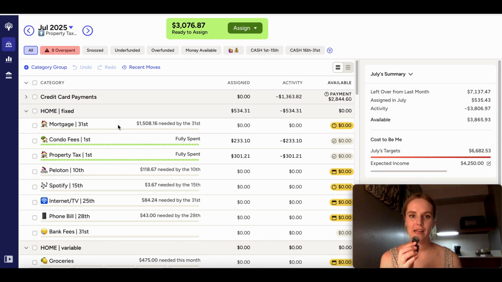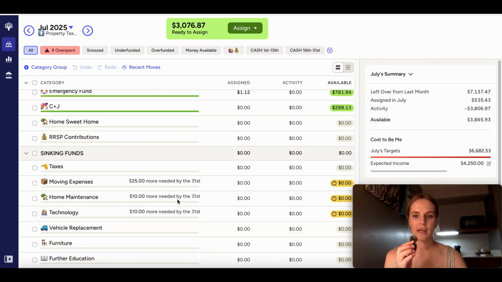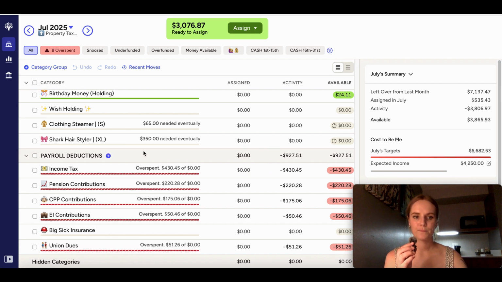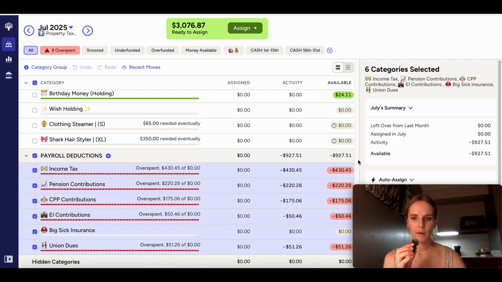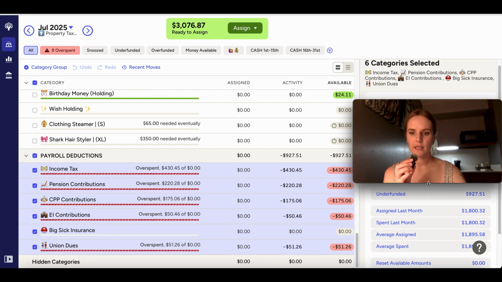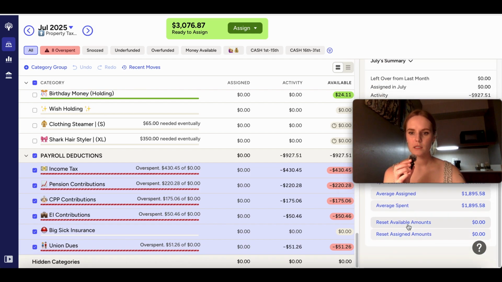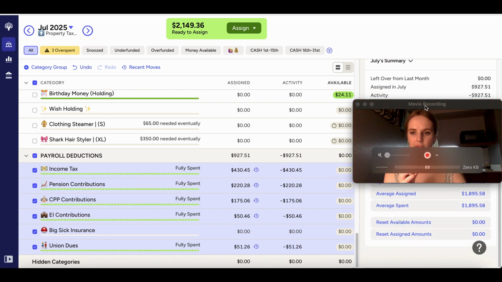Okay, so here we are in my budget, and I have my ready to assign amount, which is my gross paycheck for July 2nd, and that was $3,076.87. And that is including my payroll deductions. So I will have to go ahead and input those. Because it is a 3 paycheck month for me, I don't have some of my deductions here, but we will just do what I usually do and hit reset available amounts. And that takes care of those.